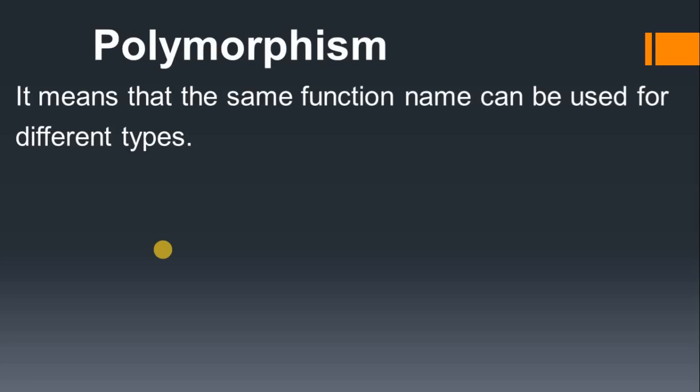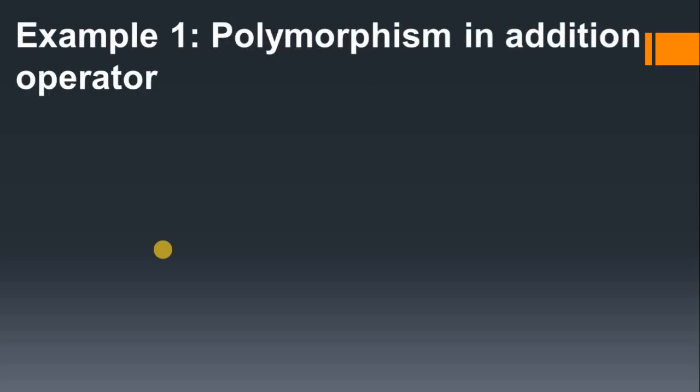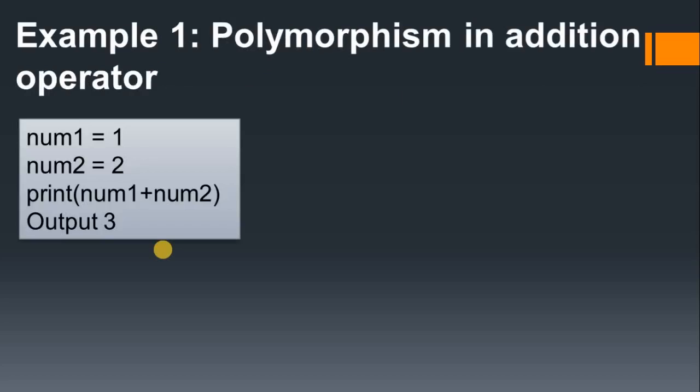This same concept we have in coding in the form of polymorphism. Polymorphism means we take two functions or more, but their name will be the same and they have different roles or different tasks in the program. That is what polymorphism is. So in the example we will take the addition operator.